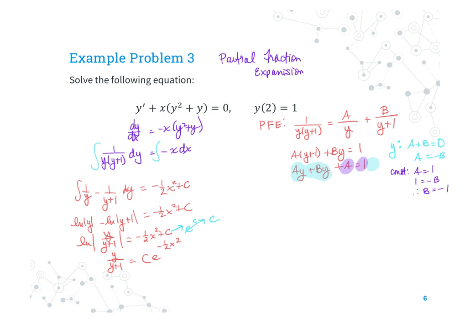So now that we have y over y plus 1 equals c e to the negative 1/2 x squared, we can go back now and we can plug in our initial condition here. So we were given y of 2 equals 1. So let's plug in y of 2 equals 1. And that tells us that 1 over 1 plus 1 equals c e to the negative 1/2 times 2 squared. Well, 2 squared is 4, divided by 2 is 2. So we end up with 1 over 2 equals c e to the negative 2.